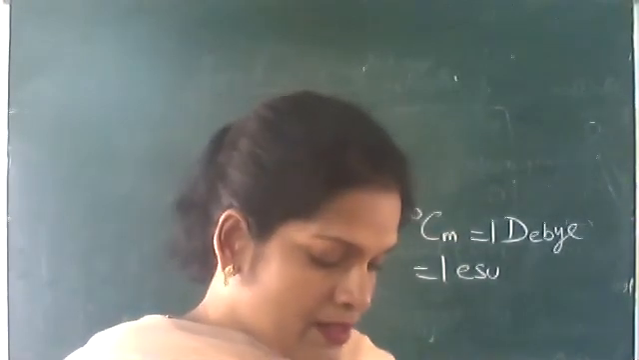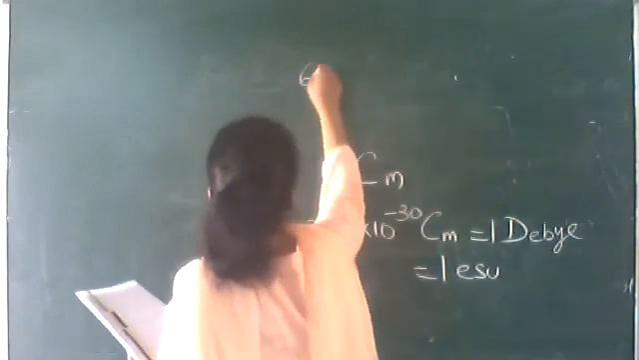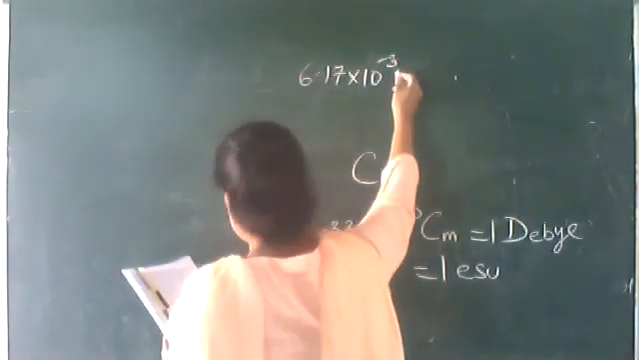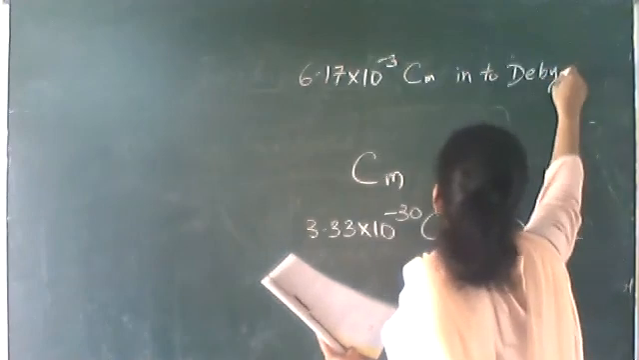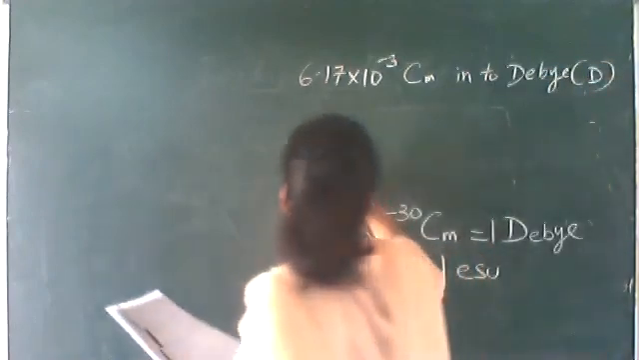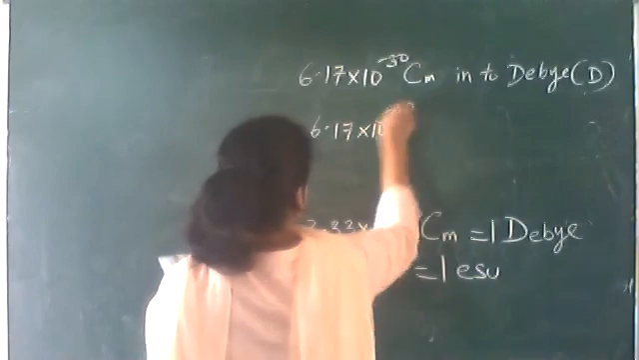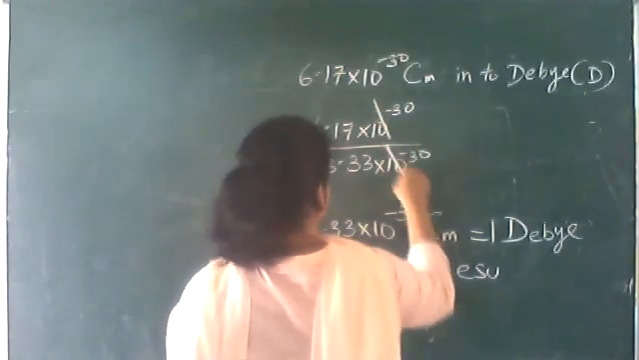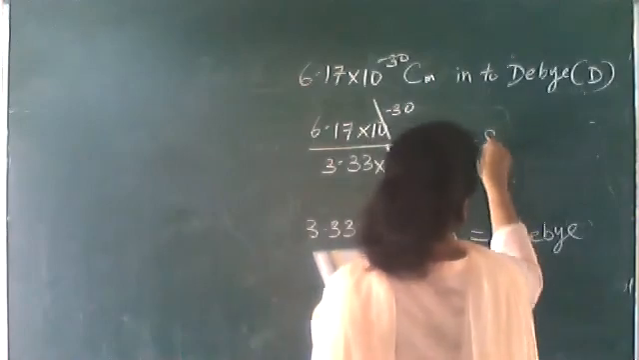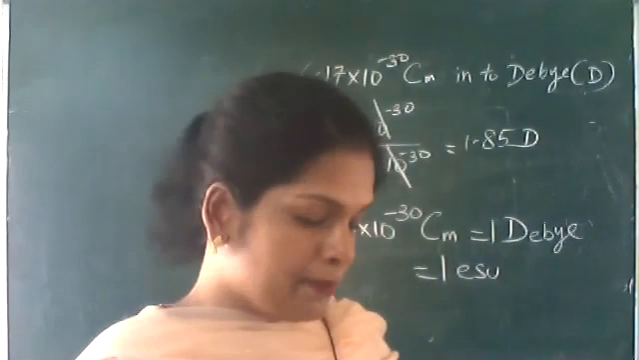I'm giving one example. Convert 6.17 times 10 to the power minus 30 coulomb meter into debye. Debye is shown by capital D. So what should I do? 6.17 times 10 to the power minus 30 divided by 3.33 times 10 to the power minus 30. So I'll get 1.85 D. We always express it in terms of debye, 1.85 D. Okay, next we'll continue in the next class.